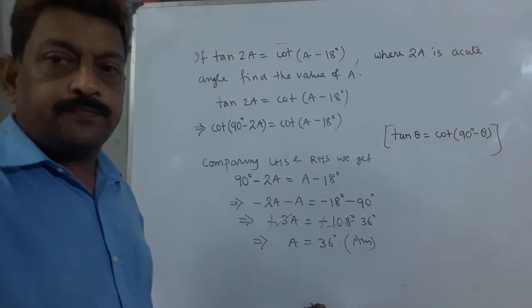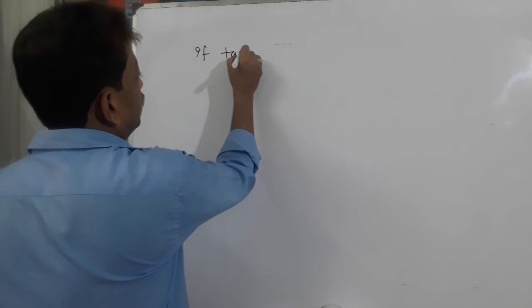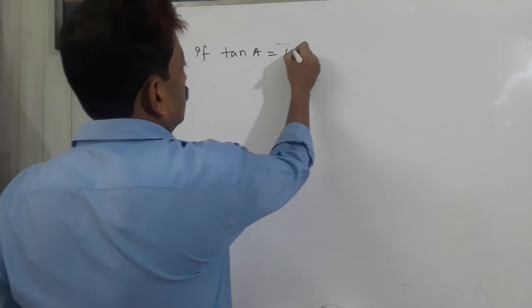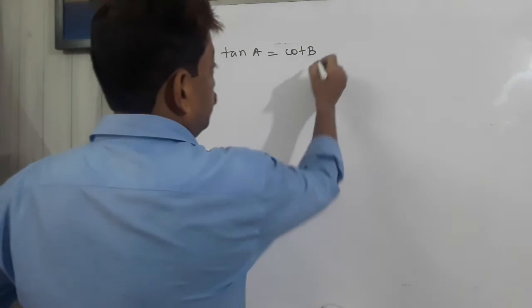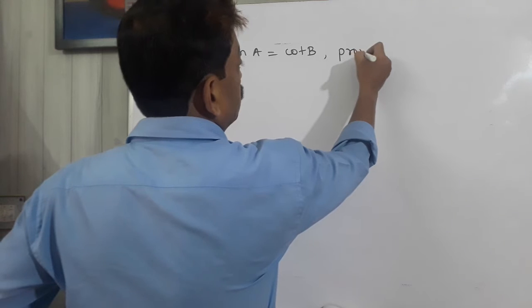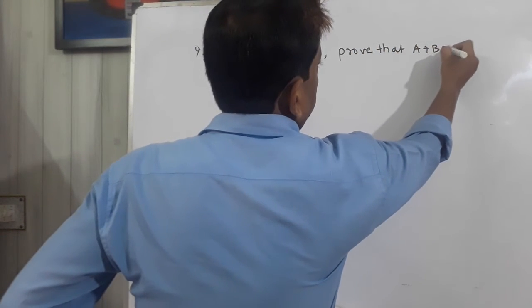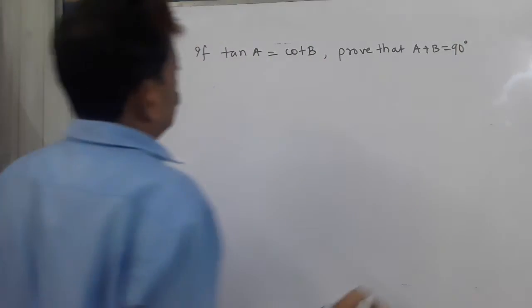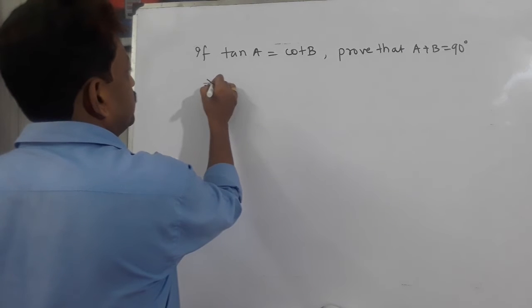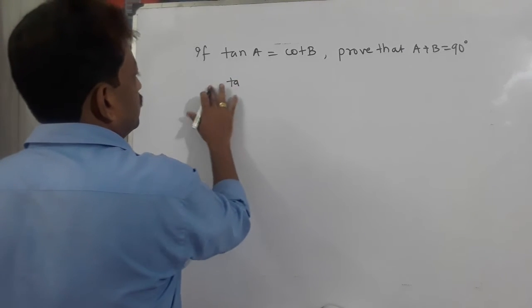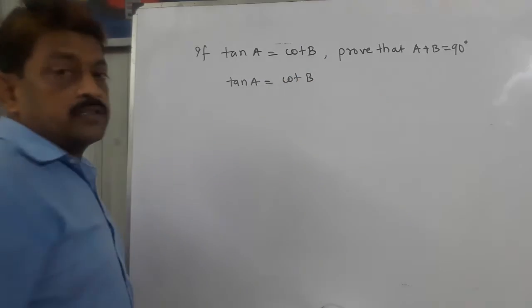So one more question. If tan A equals cot B, then prove that A plus B equals 90 degrees. Okay. So first of all, what is given? Tan A equals cot B. Then we'll use the same technique.